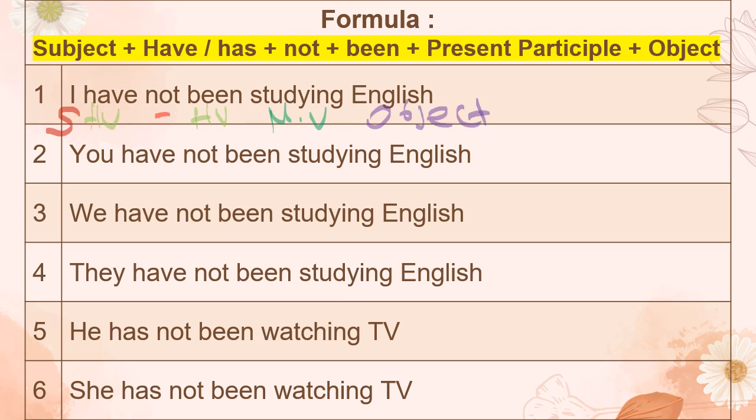Number 2, you have not been studying English. Number 3, we have not been studying English. Number 4, they have not been studying English. Number 5, he has not been watching TV. Number 6, she has not been watching TV.